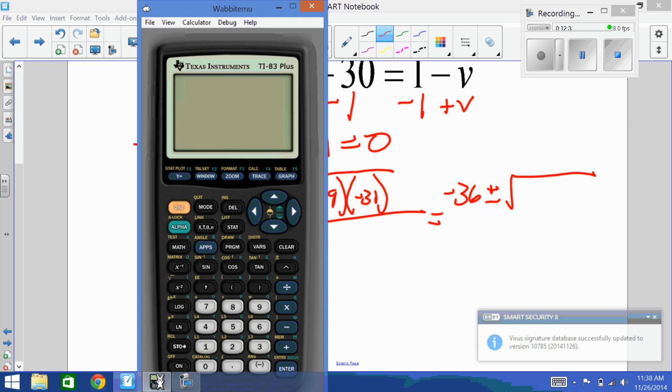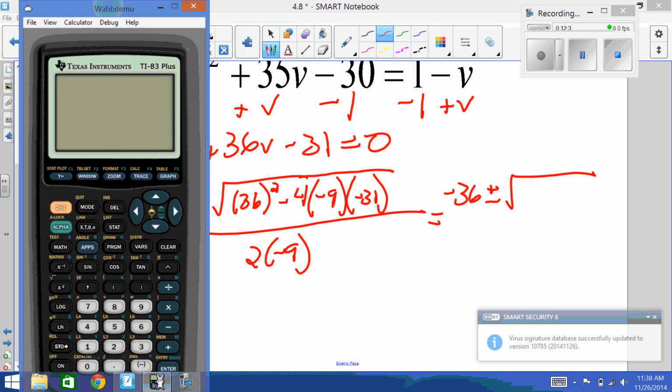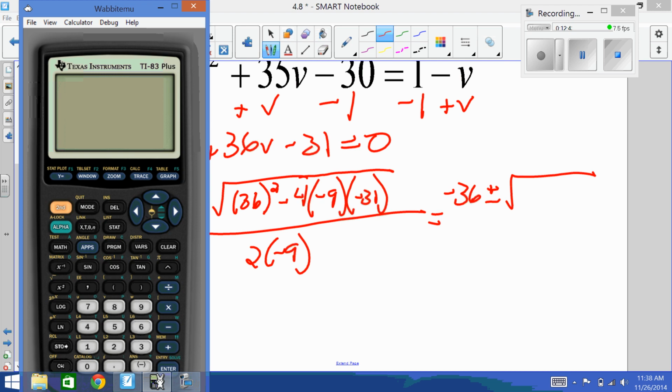Okay, so let's see if I can move this over. There we go. So we got 36 squared, so it'll be 30. Let me turn it on. Turn on. Come on, turn on. Sorry. There we go.